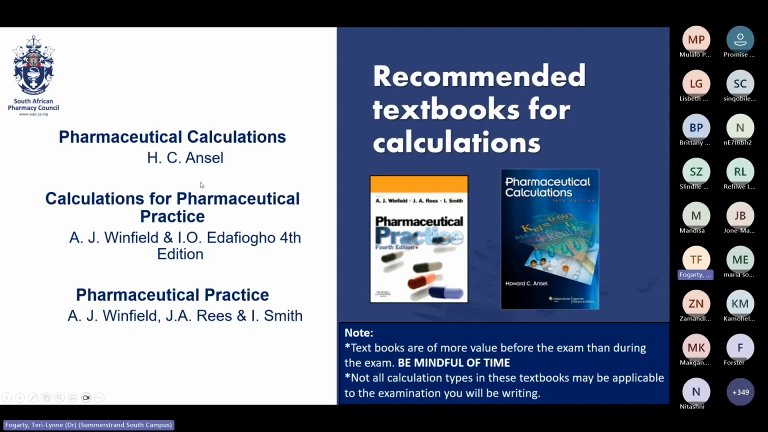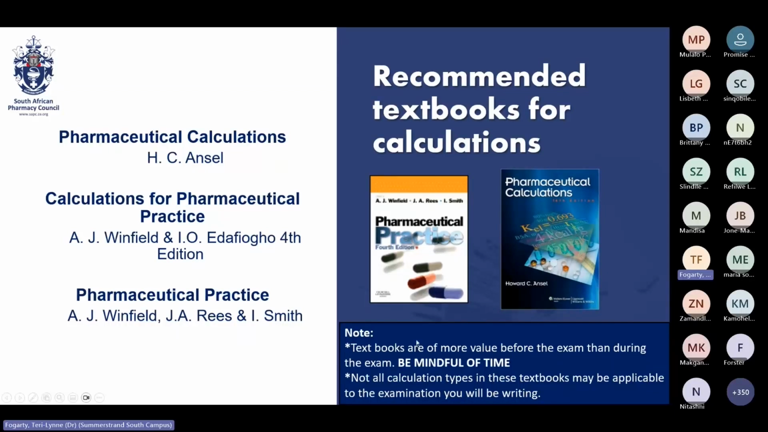For the pharmaceutical calculations, we have a few textbooks that we recommend that you use as a resource to prepare. They are not essential, but these are recommendations. You also don't have to look at all three. If you can at least get hold of one of those, that would be a good start. I think these references are available on the Pharmacy Council website. If you don't write down the references now, you can access them on this presentation on the Pharmacy Council website.